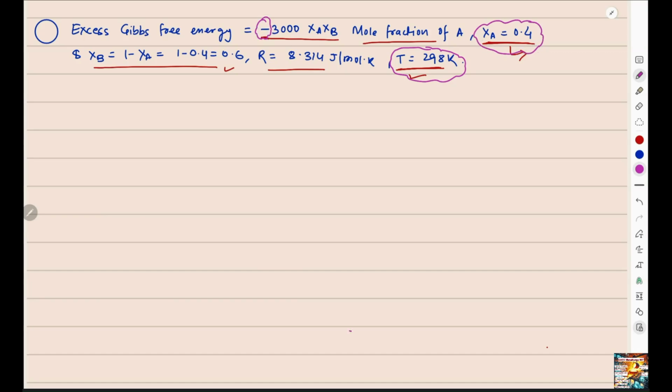So whatever we are going to solve, the procedure remains the same. Only the final answer can differ. So now we will solve the question. We know the formula for the activity coefficient of A.